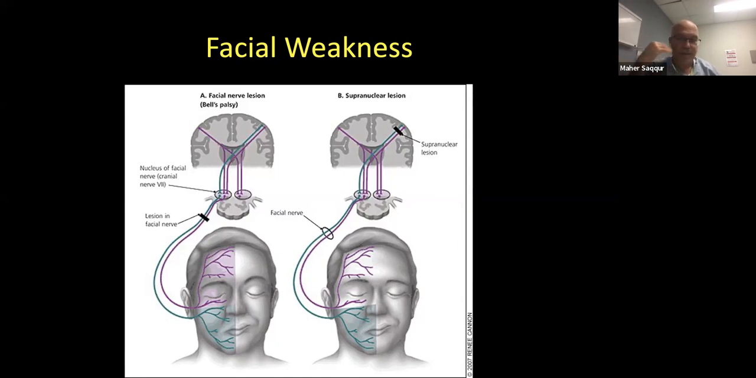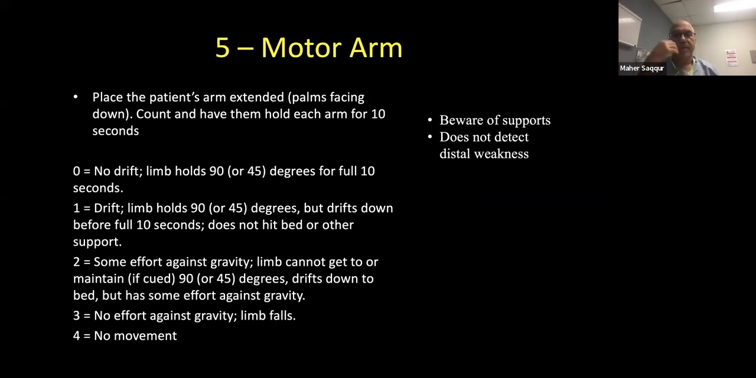If the whole face is affected, that will be consistent with lower motor neuron facial weakness, either Bell's palsy or brainstem stroke, as you see in these demonstrations. After the facial weakness, we'll move to the motor exam.